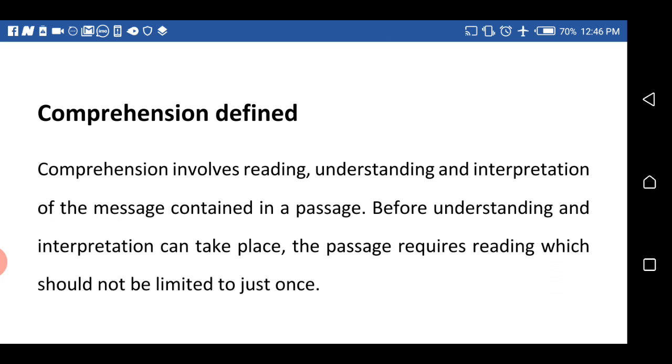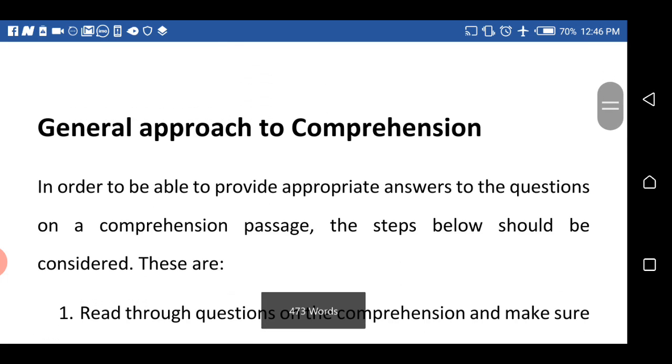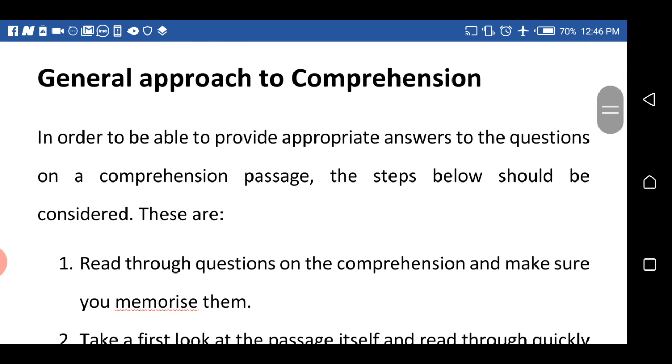That is, don't go on to answer the questions on the comprehension passage if you had only read the comprehension just once. General approach to comprehension. In order to be able to provide appropriate answers to the questions on a comprehension passage, the steps below should be considered.